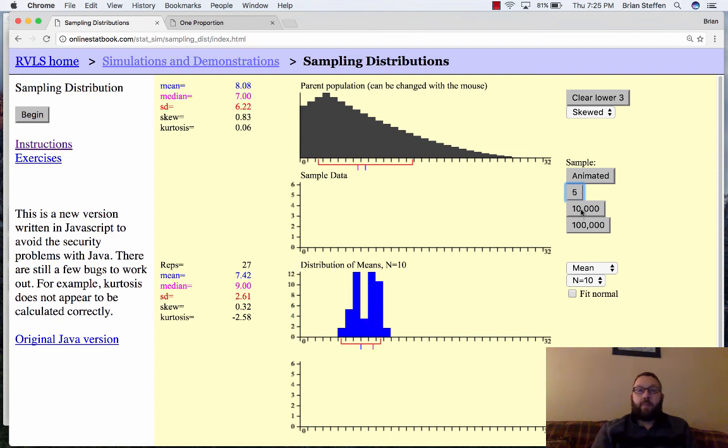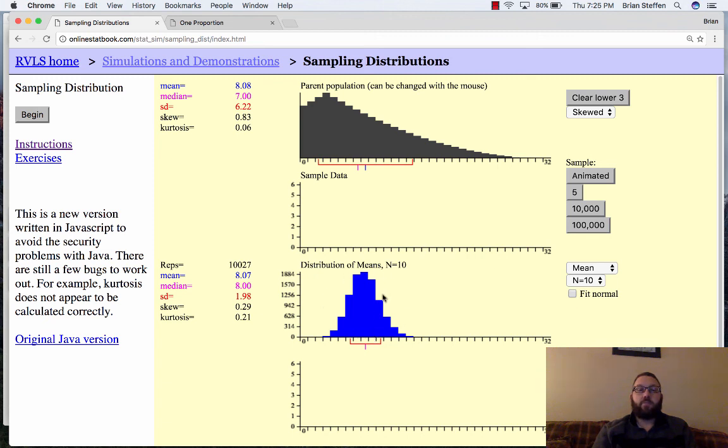And what ends up happening is, when I do 10,000, I start to notice some similarities and some differences. My original parent distribution is definitely right skewed. It had a mean of 8.08. That was given up here. It had a standard deviation of 6.22. There we go, 6.22. And down here now I have a new distribution.